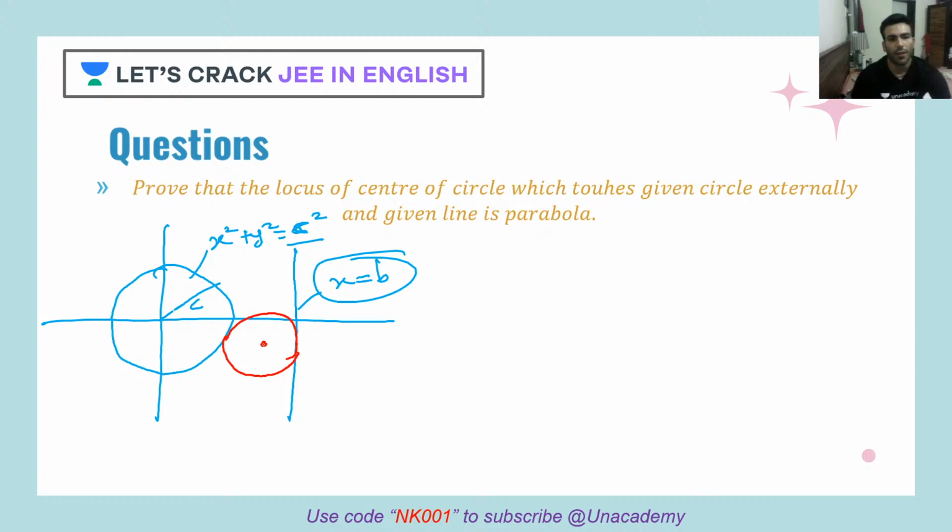Clear? And we have to find the locus of its center. So whosoever locus needs to be found out, what do we do? We give h comma k coordinate to that point, right? Okay. So till here I have just made you understand the question, what is being asked.